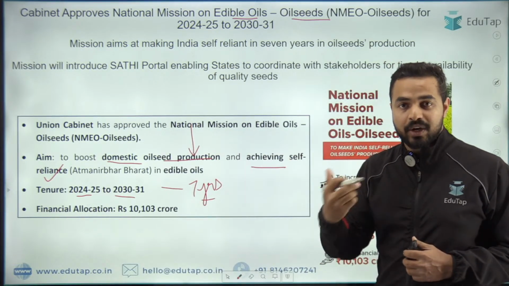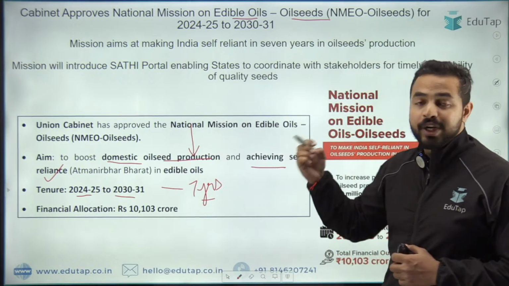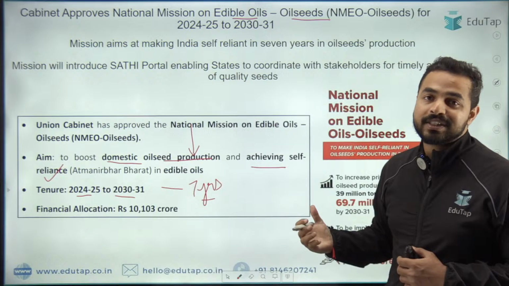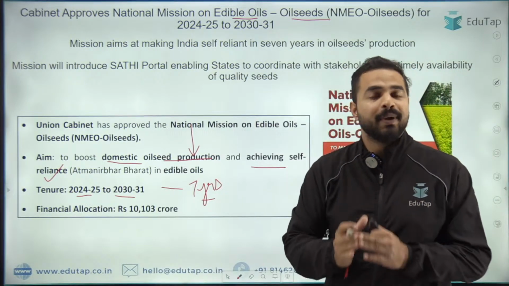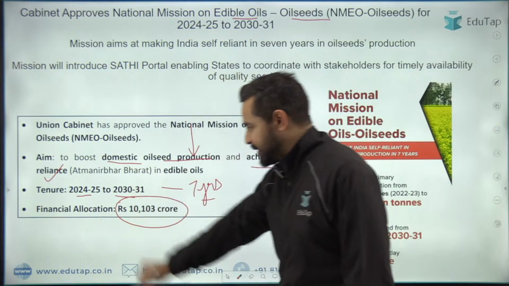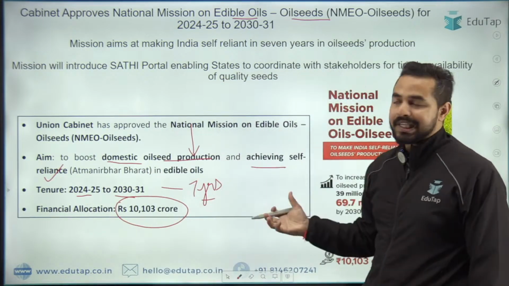तो 7 साल के लिए स्कीम को लॉन्च किया गया है, and whenever the Government of India is really trying to come up with such an important step in order to reduce the dependency on imports, such steps always come with some expenditure. And what is the expenditure for this scheme? That is 10,103 crore rupees. So I hope that you guys are very much clear with all these details.